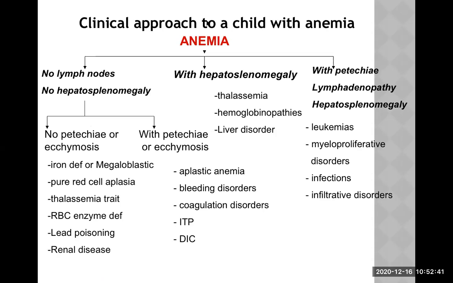Petechia is purple-red spots on the skin, sir, and ecchymosis is the discoloration of the skin resulting from bleeding underneath, typically caused by bruising. Petechia is pinpoint bruising and pinpoint spots, but ecchymosis is a bruising type of discoloration on the skin.